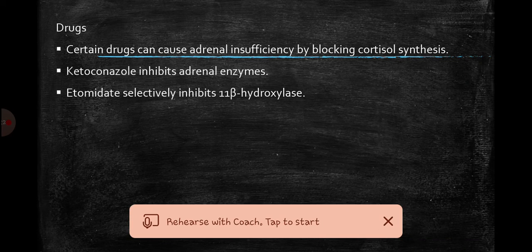Certain drugs can cause adrenal insufficiency by blocking cortisol synthesis. Ketoconazole inhibits adrenal enzymes. Etomidate selectively inhibits 11-beta hydroxylase, which converts deoxycortisol to cortisol. The effect of etomidate is dose-dependent.